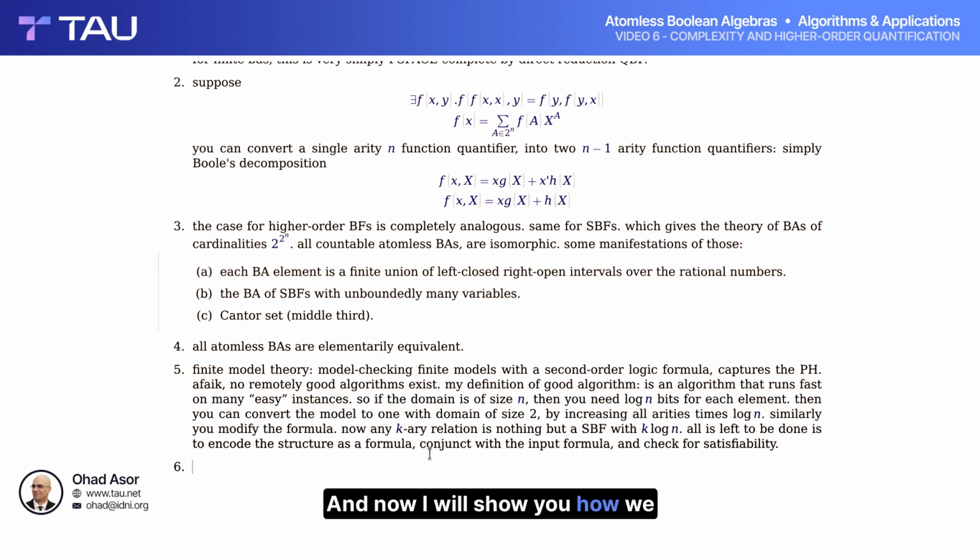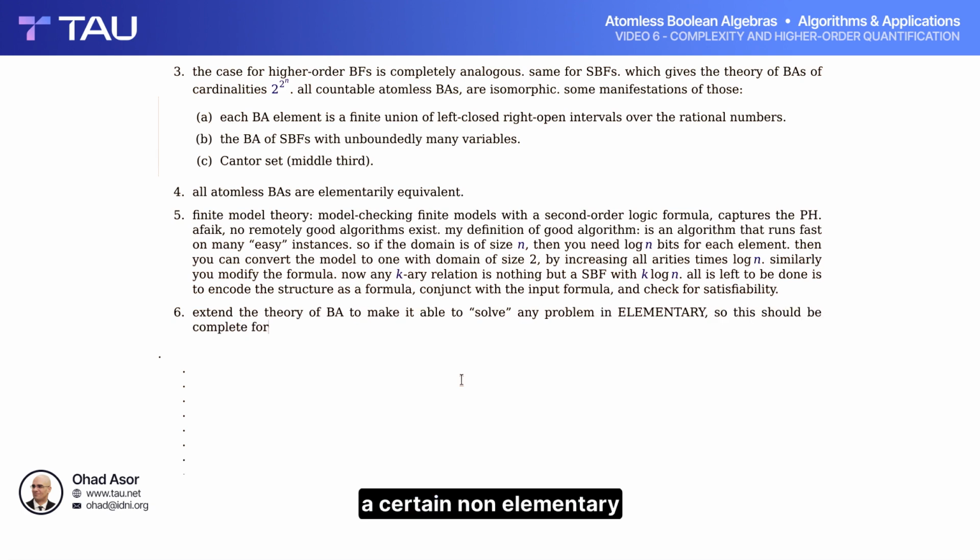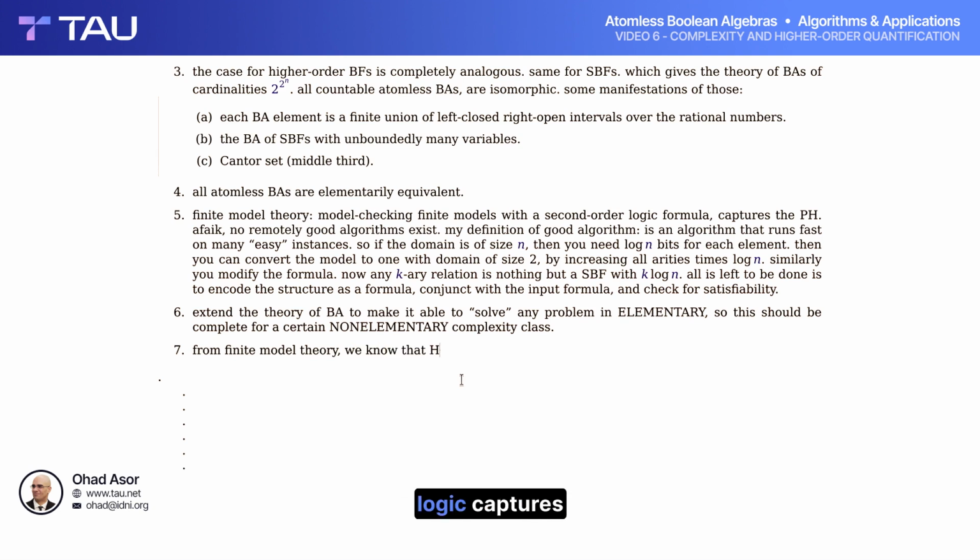And now I will show you how we can extend the theory of Boolean algebra to make it able to solve by reduction, yes, so you can reduce in polynomial time any problem in the complexity class elementary. And because there is no complete problem in elementary, this should be complete for a certain non-elementary complexity class. So how to do this? First we appeal to finite model theory, or descriptive complexity. That's basically two names for the same field. So from finite model theory, we know that higher order logic captures the complexity class elementary.